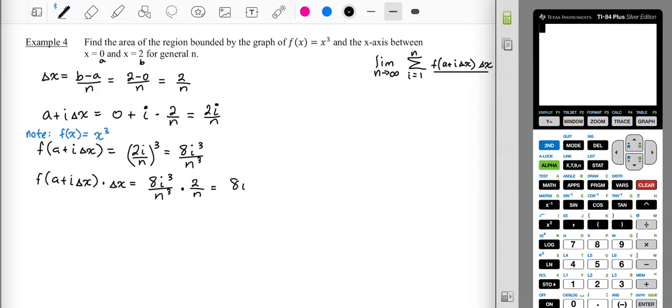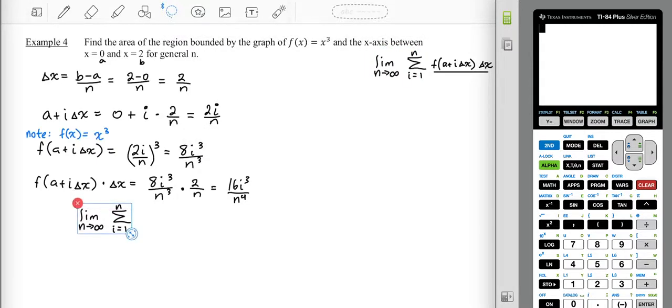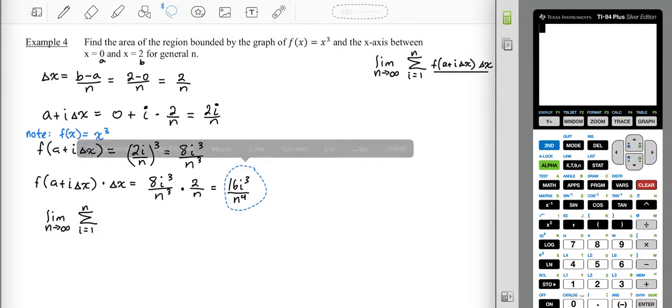So 8i cubed times 2 is 16i cubed over n to the 4th, because fun fact of the day, 8 times 2 is 16. All right. Making that look a little nicer. So now I need the sum from i equals 1 to n of this.